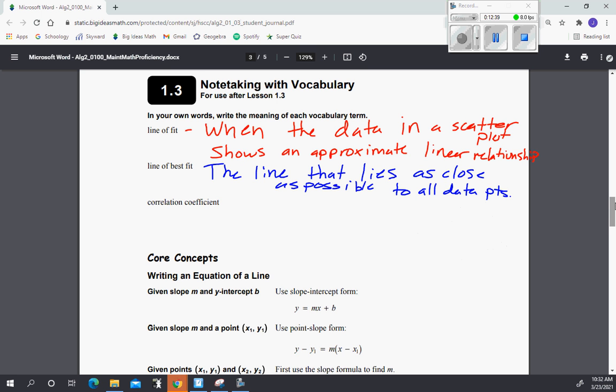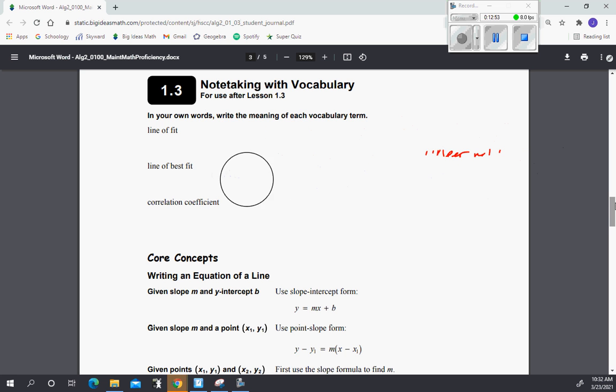And correlation coefficient. I'm not going to talk about that definition. We won't use that very often. Scroll down.